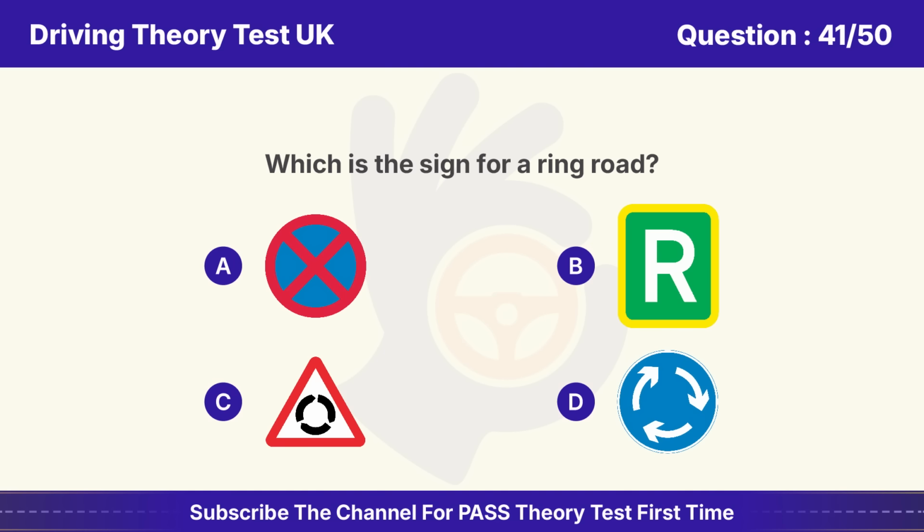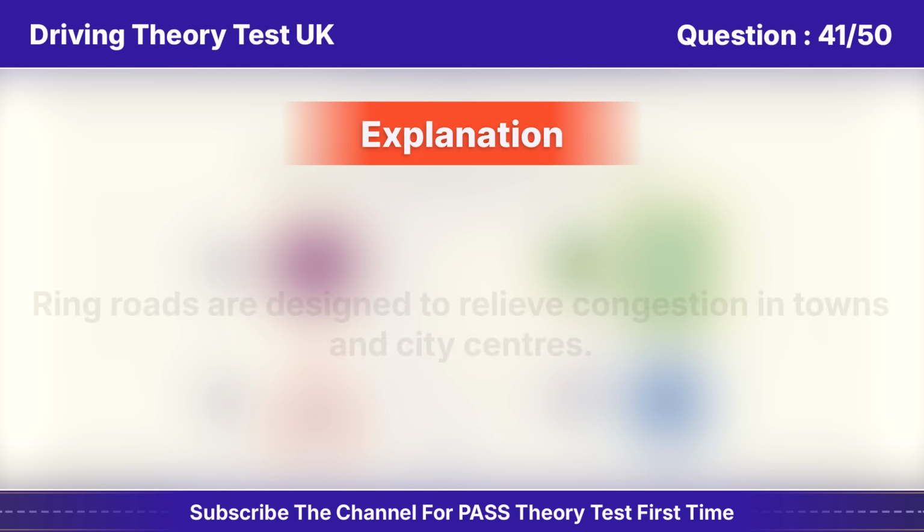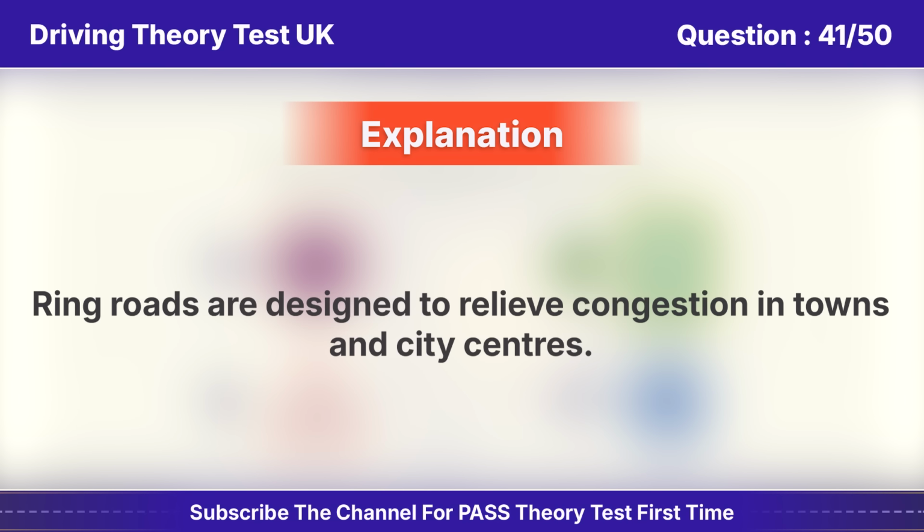Question 41. Which is the sign for a ring road? Answer is B. Ring roads are designed to relieve congestion in towns and city centers.